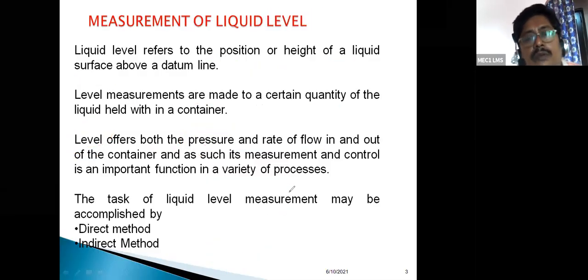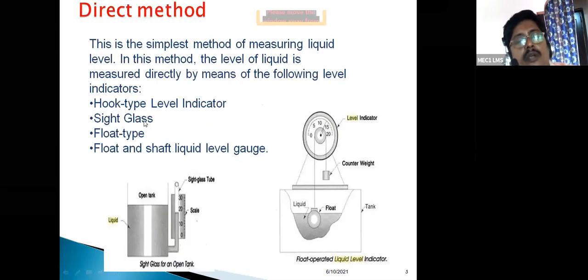Here the task of liquid level measurement may be accomplished by two methods. One is the direct method and the other is the indirect method. See here, the direct method, all of you know.